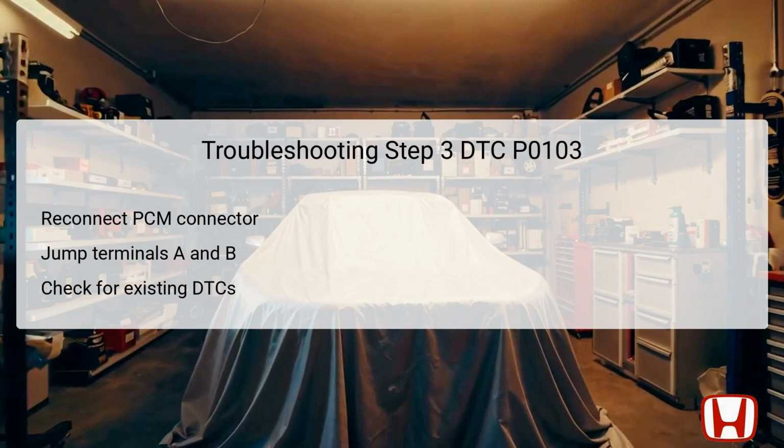If DTC P0103 is indicated, it suggests a problem with the PCM itself, which may require an update if it does not have the latest software or substitution with a known good PCM. Should DTC P0103 clear following the updates or substitution, it would indicate that troubleshooting is complete. If the code persists, it points to the necessity of replacing the MAF sensor, IAT sensor.